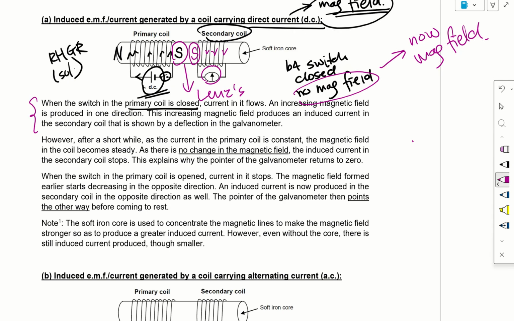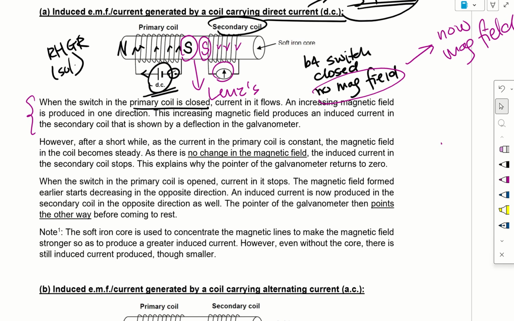So this is what is being said here. When the switch in the primary coil is closed, current in it flows, right? When current flows, you produce a magnetic field. Then there will be an increasing magnetic field produced in one direction because it's direct current, and this increasing magnetic field will produce an induced current in the secondary coil that is shown by a deflection in the galvanometer.